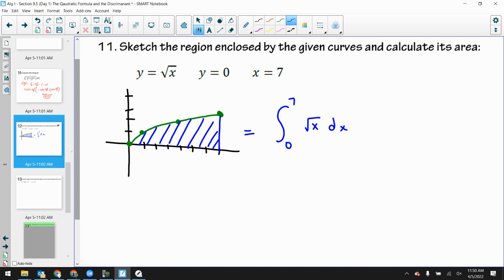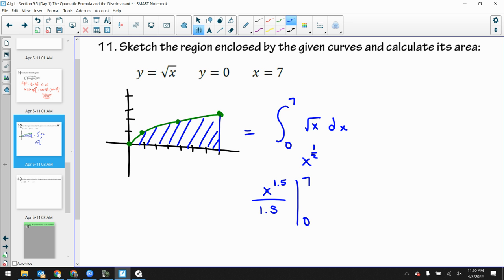Okay, so I have the square root of x dx. Well, that's got to turn into x to the 1/2, right? So x to the... I'm going to do it again. I'm going to say x to the 1.5 over 1.5. Just going to use decimals there. From 0 to 7.